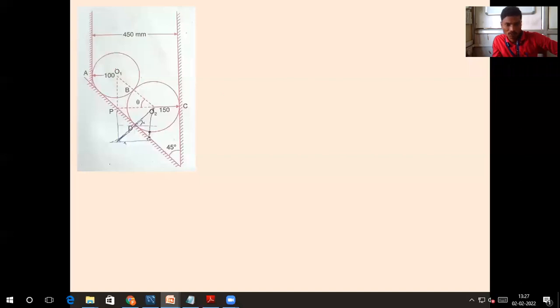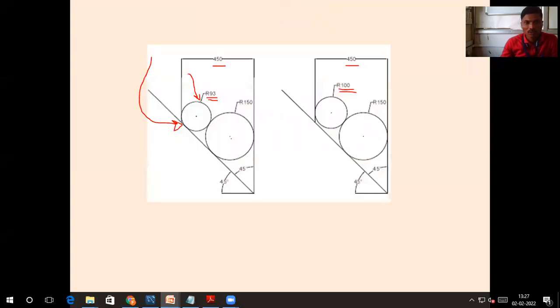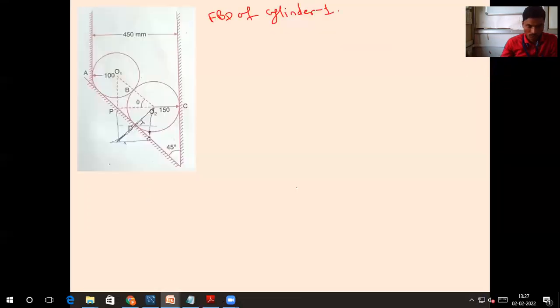So the same problem is here also. I will not draw it. Let us go a little fast. So the FBD of cylinder 1. Observe this diagram carefully. Here there is no contact between these two. Don't assume there is a contact here. Okay, so you can solve quickly, no issue. I am not going to edit that.